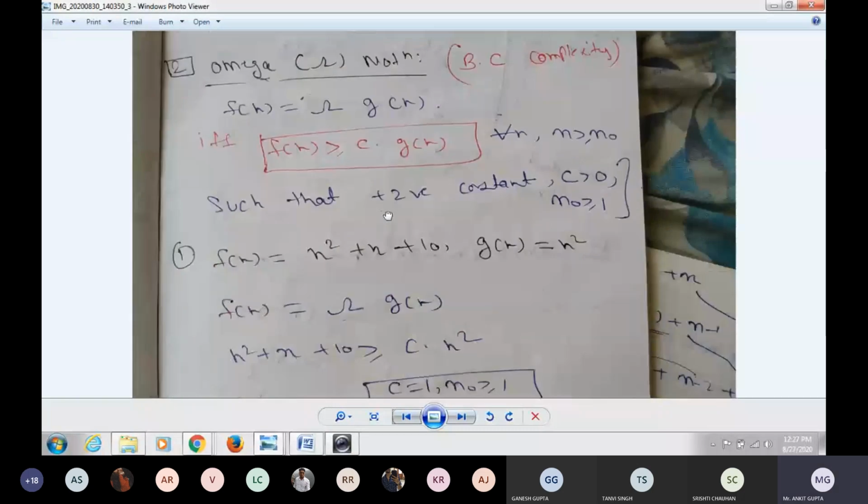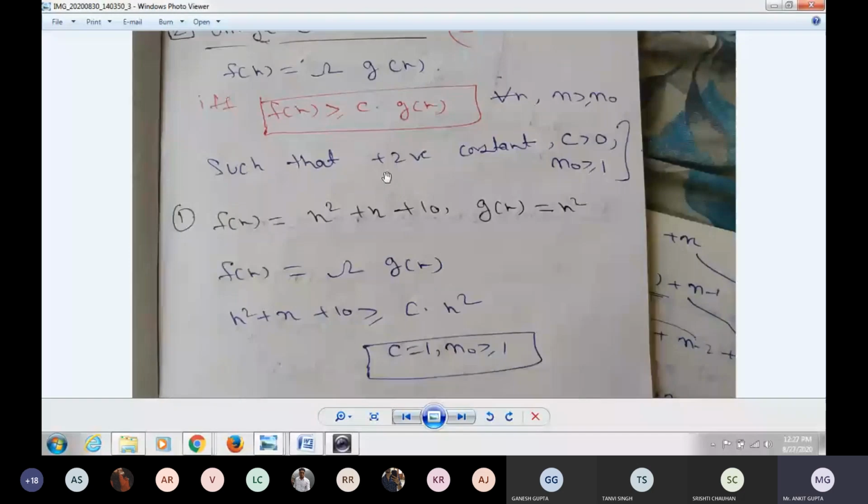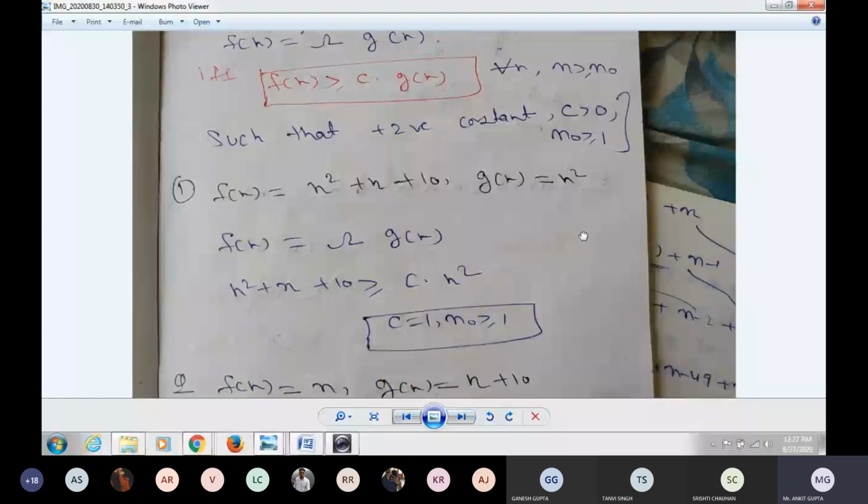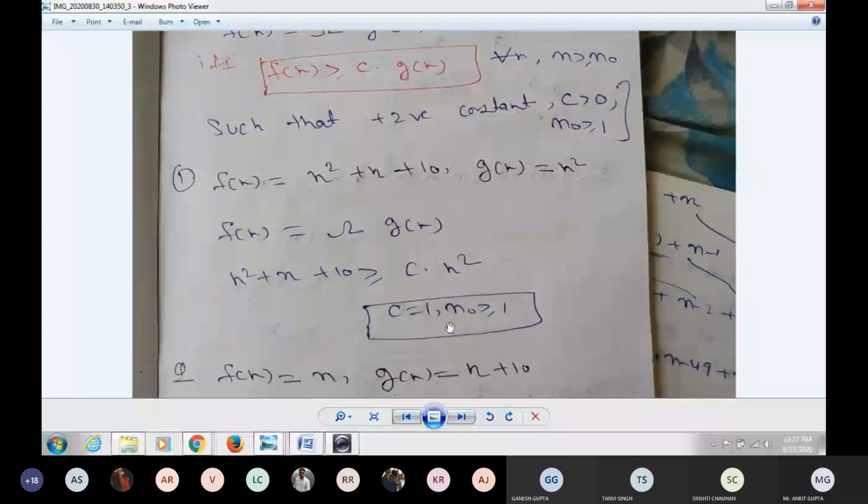So now I will take an example. Suppose f of n is n square plus n plus 10, g of n is n square. So f of n is omega of g of n, then n square plus n plus 10 is greater than or equal to c into n square. So what is the minimum value of c and minimum value of n naught so that the condition will be satisfied? Tell me.